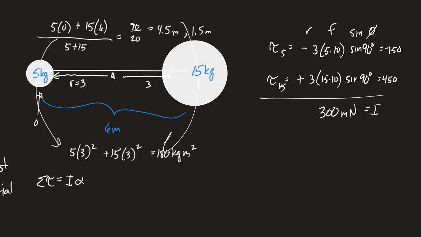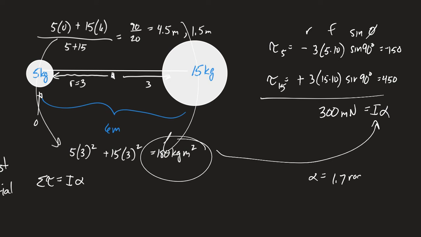Set that equal to I alpha. We just got I from over here. So 300 divided by 180 gives you alpha equals 1.7 radians per second squared.